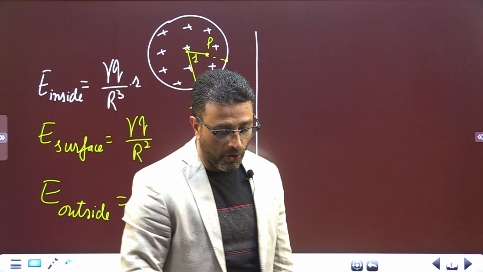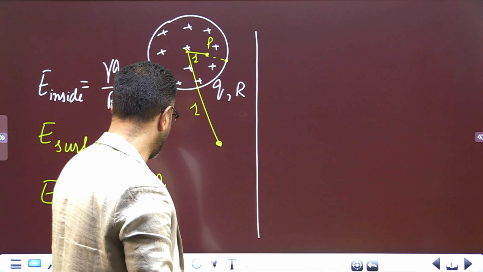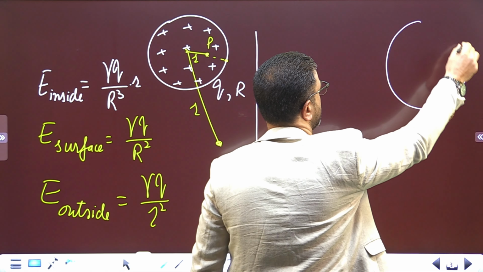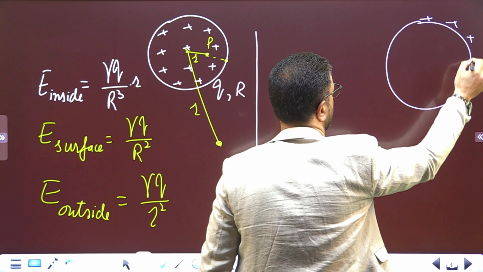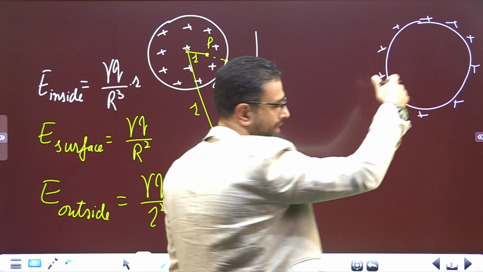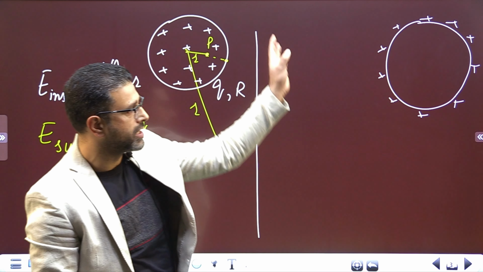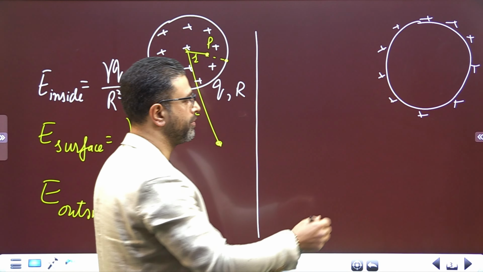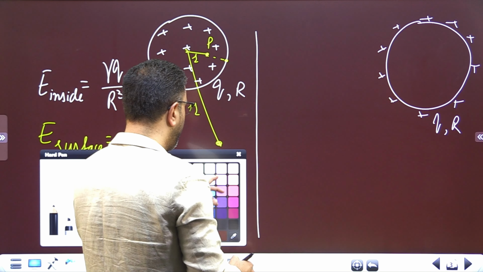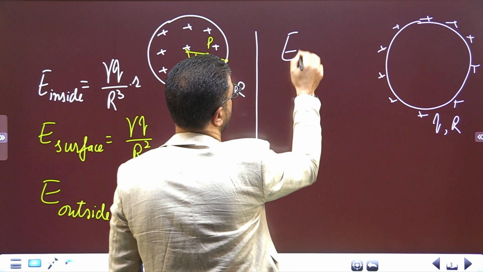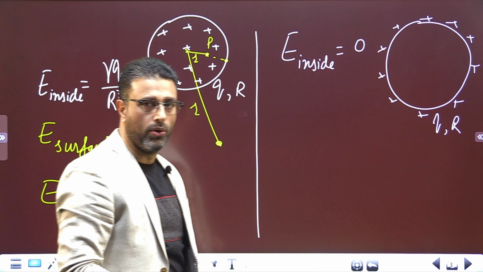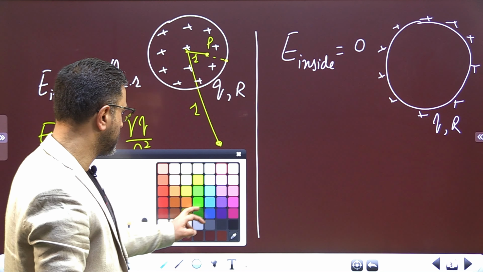Then in problem number 45, we dealt with a uniformly charged spherical shell, which could have been a conducting sphere, because in case of a conductor, all charge will lie on the surface because of mutual repulsions. Again, charge Q, radius R. Field inside the shell is equal to 0.